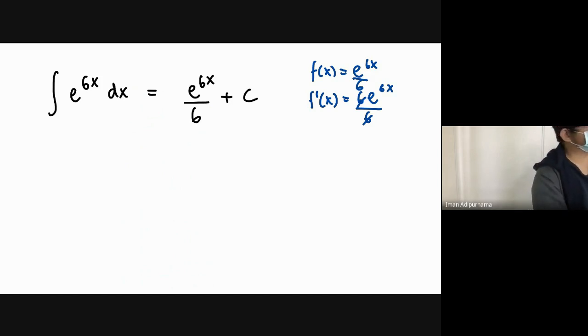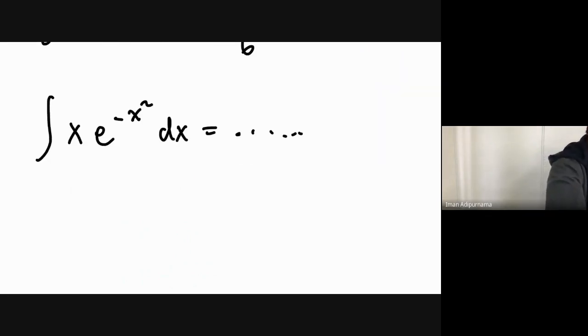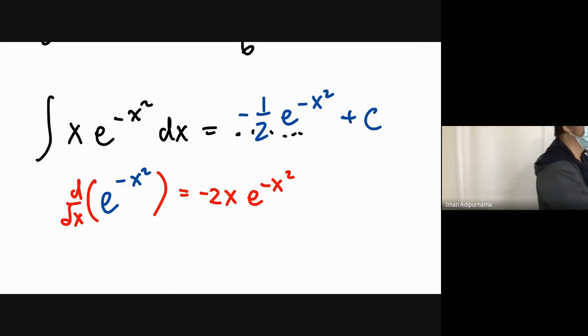Okay, so I'm going forward and backward, derivative and integral, to check. And if we have x times e to the negative x squared dx, we can look at this the same way. If we check the derivative of e to the negative x squared, it results in negative 2x e to the negative x squared. The difference is just this negative 2. To answer this, we need to divide by negative 2. So the answer will be negative one half e to the negative x squared plus c.